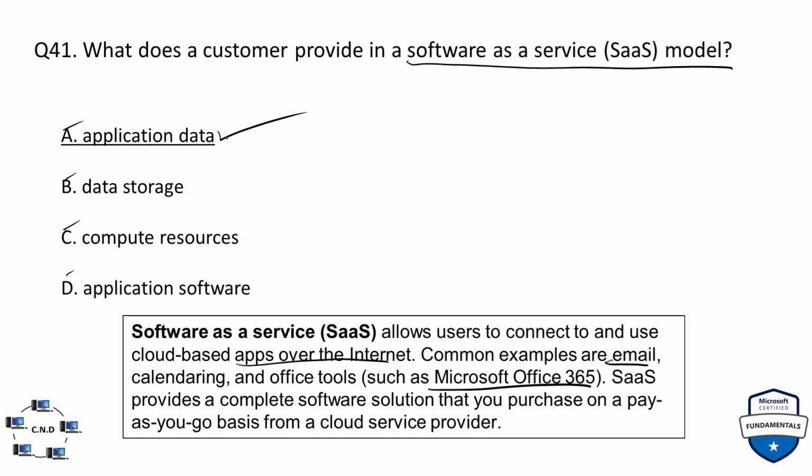You only need to use these applications and provide your data, or the application data. For example, the email service used inside the Office application, used in Office 365, is an example of SaaS where you only provide the data that you use.